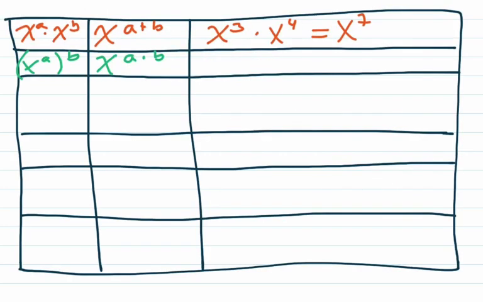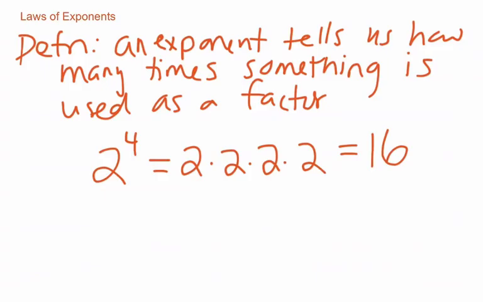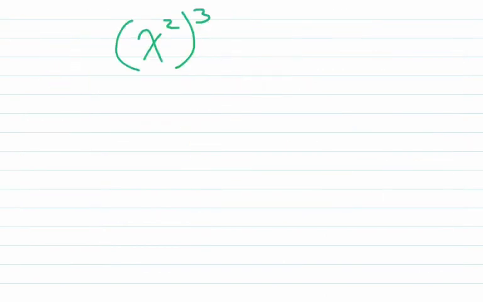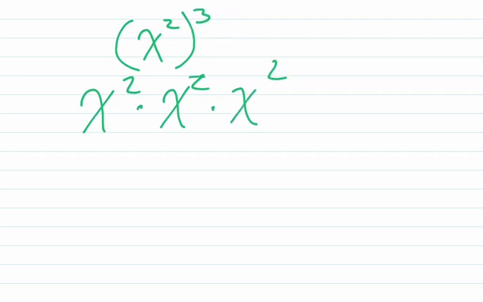So let's do x squared raised to the third power. So I went back to the definition of an exponent. It tells us how many times something is used as a factor, because you need that definition if you're going to pull this apart. This tells me that this expression is used as a factor 3 times. So x squared is multiplied in 3 times. In other words, it's x squared times x squared times x squared. That's what raising it to the third power means.